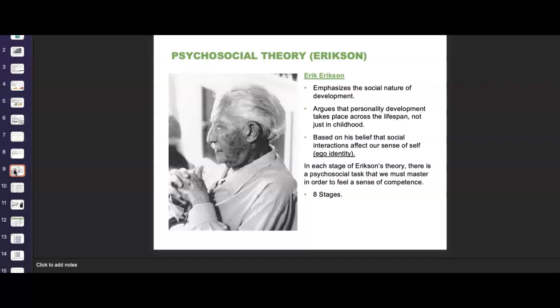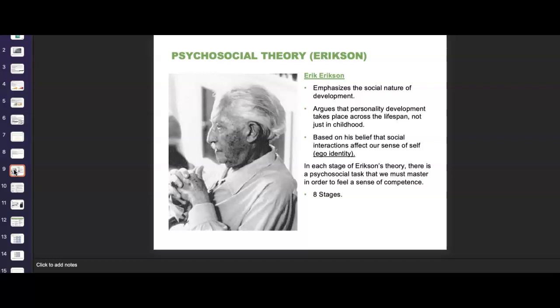So he emphasized the social nature of our development and argued that personality development takes place across the lifespan, not just in childhood. Freud's stages end at about age 12, whereas Erikson said, oh no, they keep going. They don't just stop at 12. Think about yourselves. Do you think that you were fully developed and done at the age of 12? Not likely.